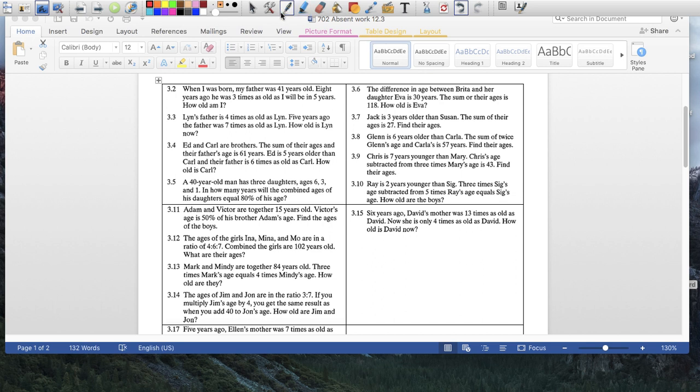Mark and Mindy are 84 years old. 3 times Mark's age equals Mark and Mindy. So here, Mark and Mindy. And 3 times Mark's age equals 4 times Mindy's age. So 3 times Mark's age.